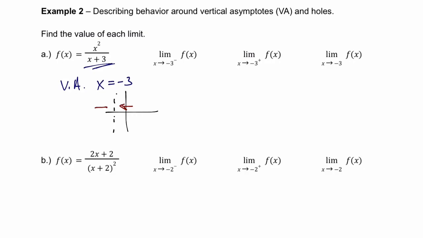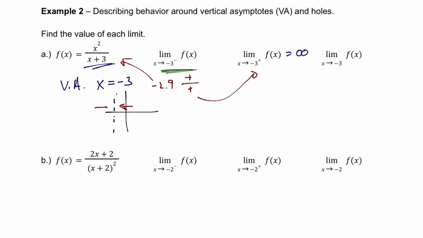So for example, if we put something like -2.9 into the formula, the top is going to be positive and the bottom is also going to be positive. And as I get closer to -3 from the right, that's not going to change. As we approach -3 from the right, the graph is going to climb toward positive infinity.